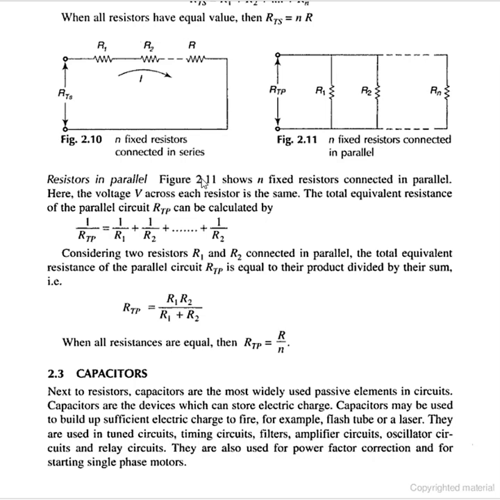Capacitors. Capacitors are the most widely used passive elements in circuits. Capacitors are devices which can store electric charge. Capacitors may be used to build up sufficient electric charge to fire, for example, a flash tube or laser.